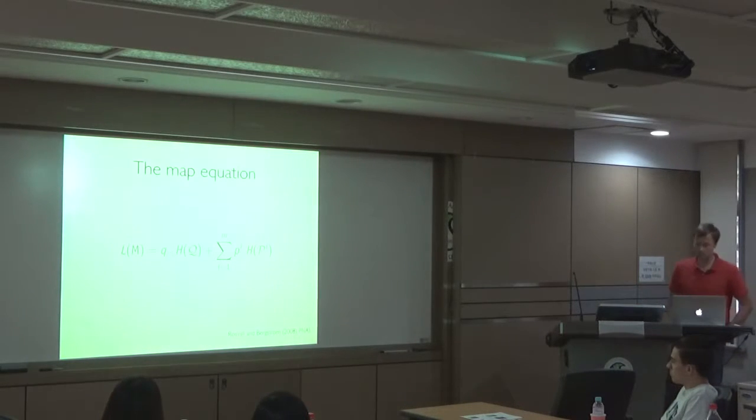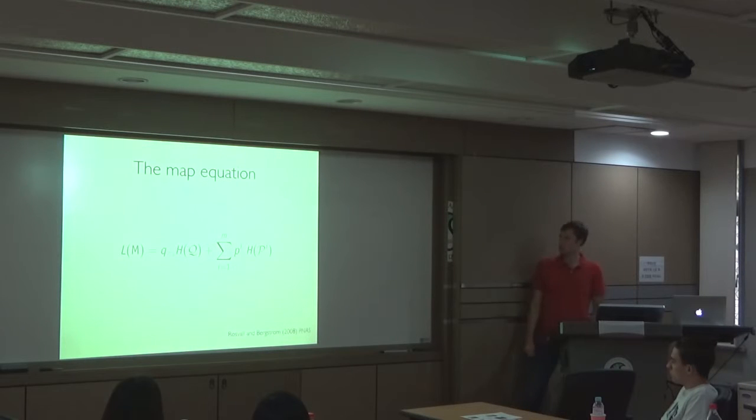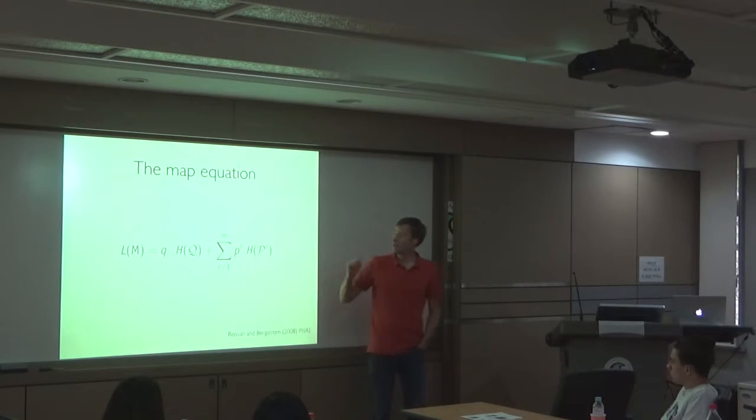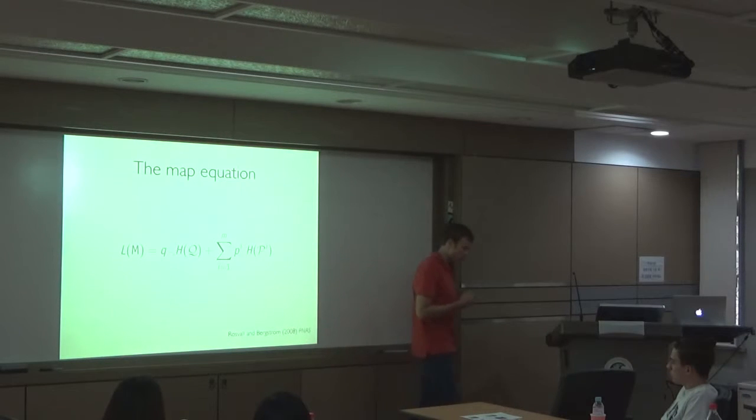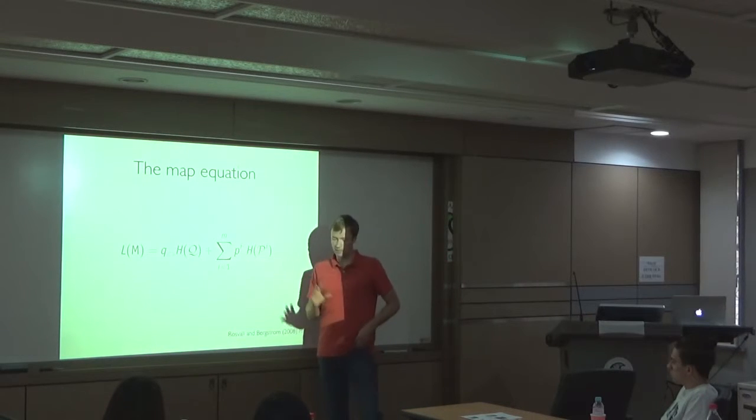And one of the great examples of this is this thing called the map equation, which was developed out of my lab when I was a PhD student. We call it the map equation. This equation describes, or minimizes the description of, very complex systems.